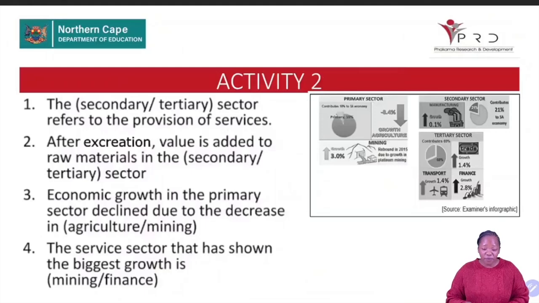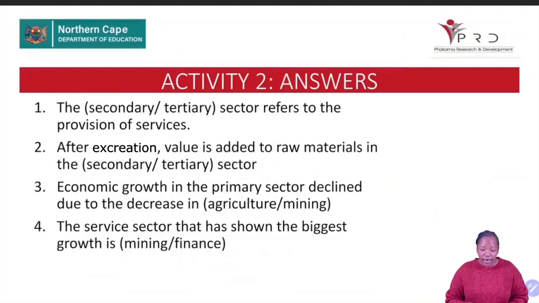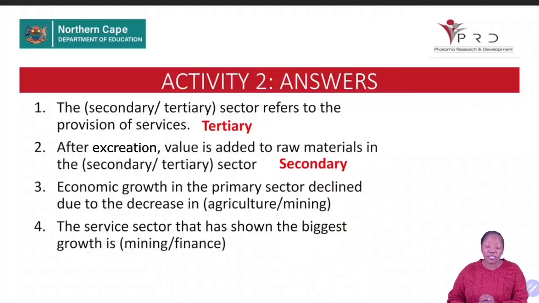Right, I hope everyone is done looking at our answers. So we've got the first one. It says the secondary or the tertiary sector refers to the provision of services. So the key there was the provision of service. Remember, it is provided in the tertiary sector. Then the second one, after creation, a value is added to a raw material, the secondary or the tertiary sector, because the key there was after, which means it is a secondary sector.